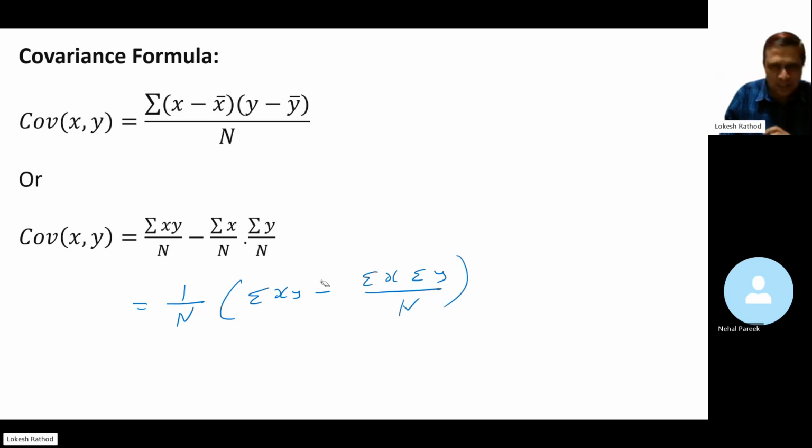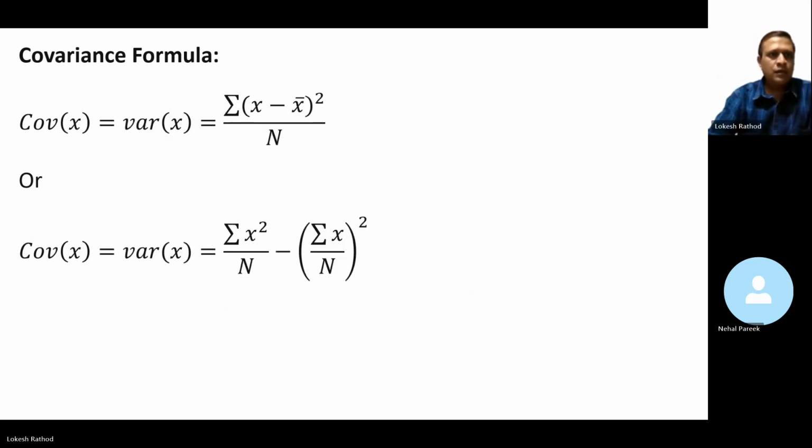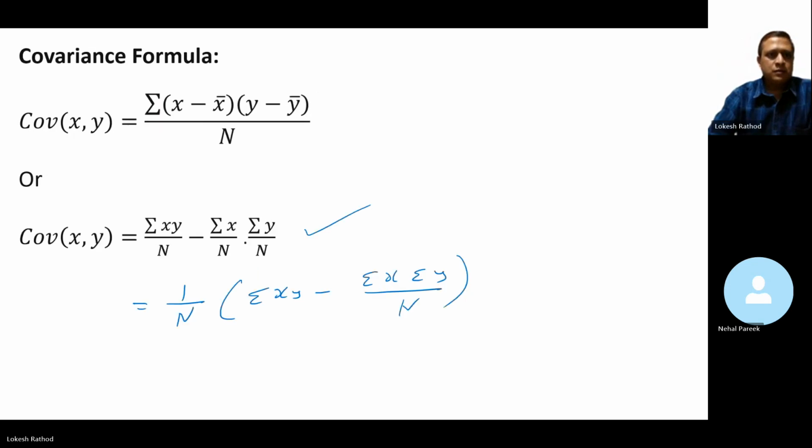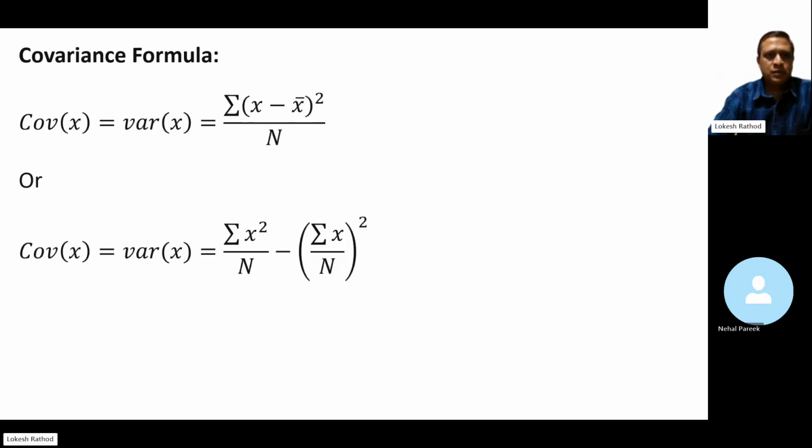You can use any of these, but I personally feel that remembering this one is easier rather than remembering that. In your book you see the same thing, exactly the same; they just took 1 over n common. So we prefer remembering this one. If covariance is positive, data move in the same direction; if negative, data move in the opposite direction.